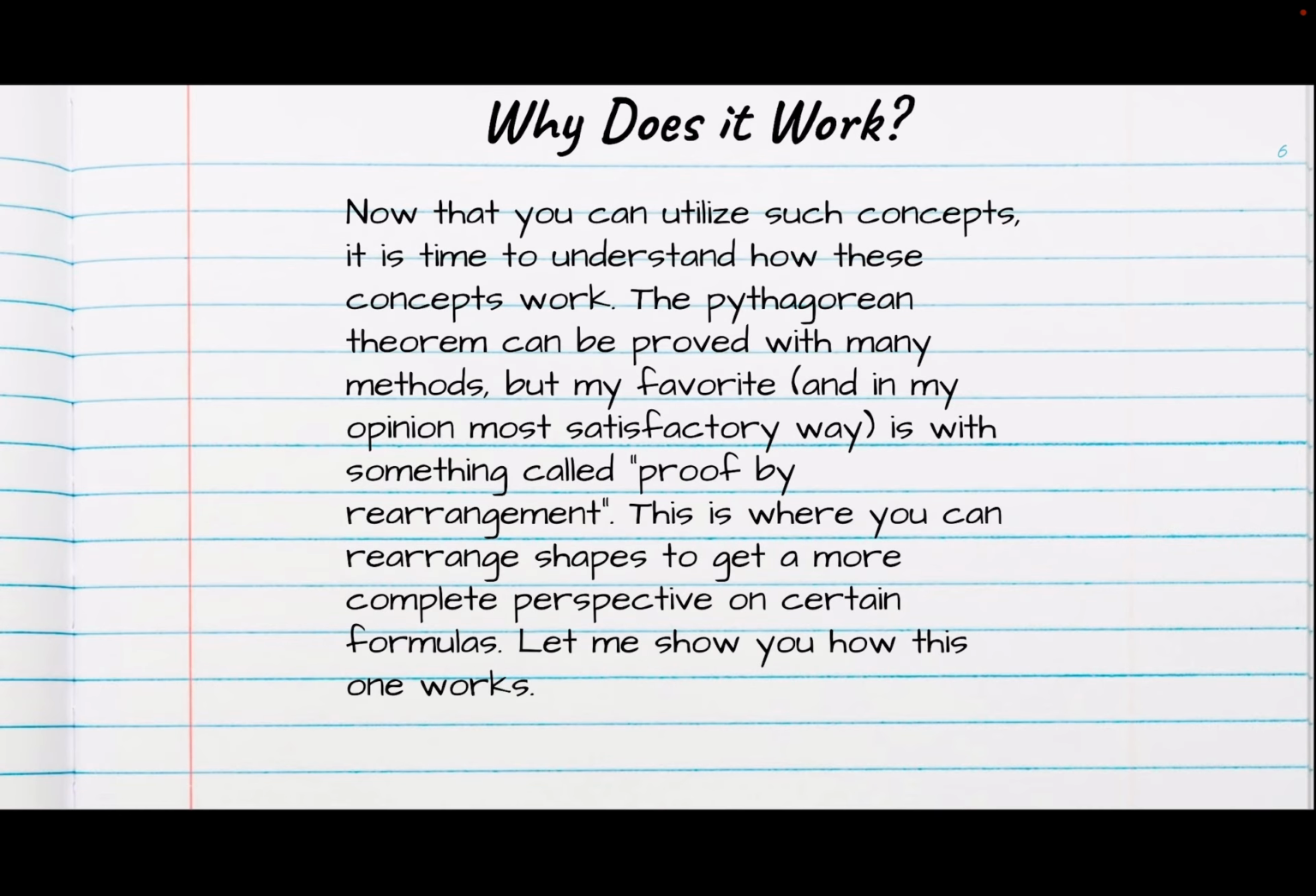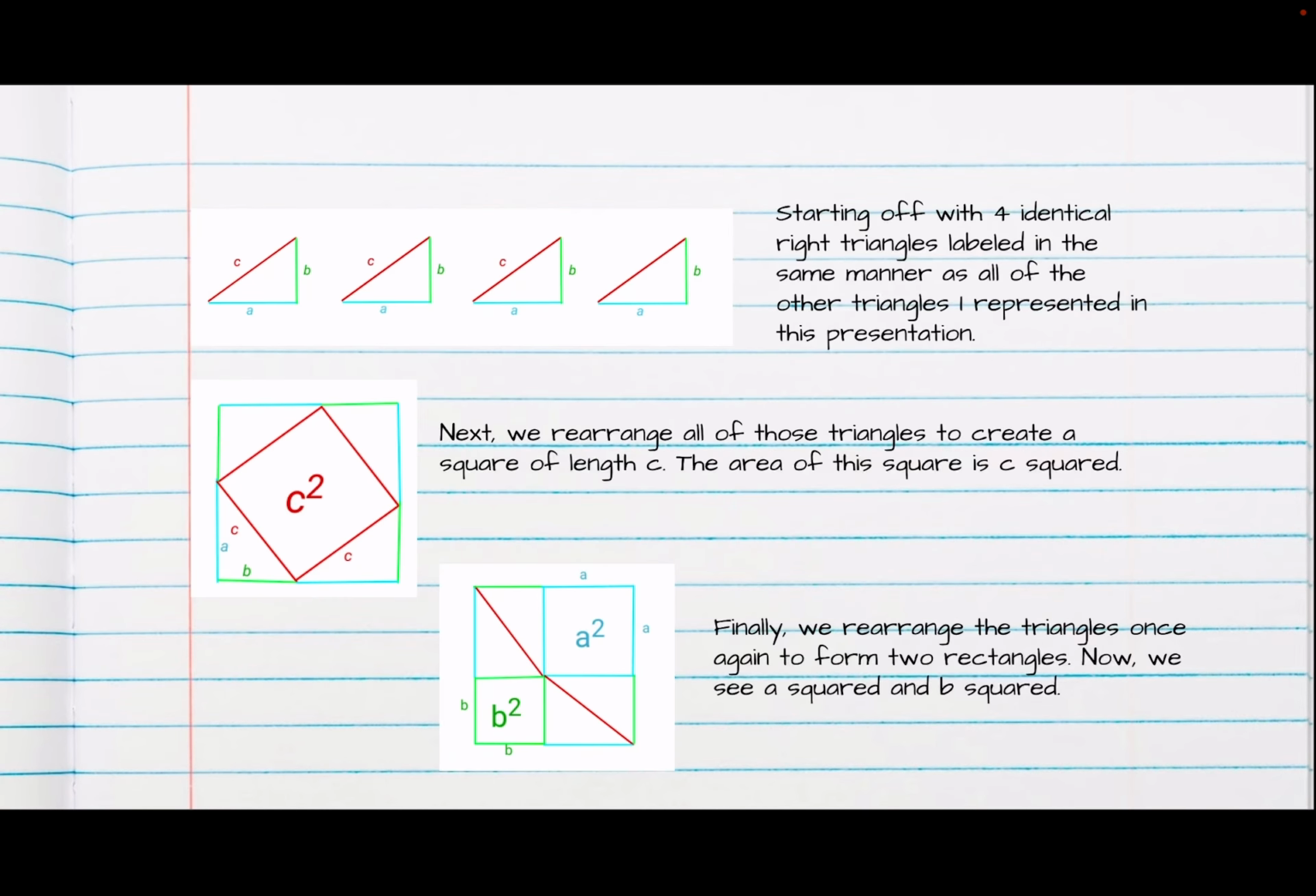Okay. Why does it work? Now that you can utilize such concepts, it's time to understand how these concepts actually work. The Pythagorean theorem can be proved with many methods, but my favorite, and in my opinion the most satisfactory way, is with something called proof by rearrangement. This is where you can rearrange shapes to get a more complete perspective on certain formulas. Let me show you how this one works.